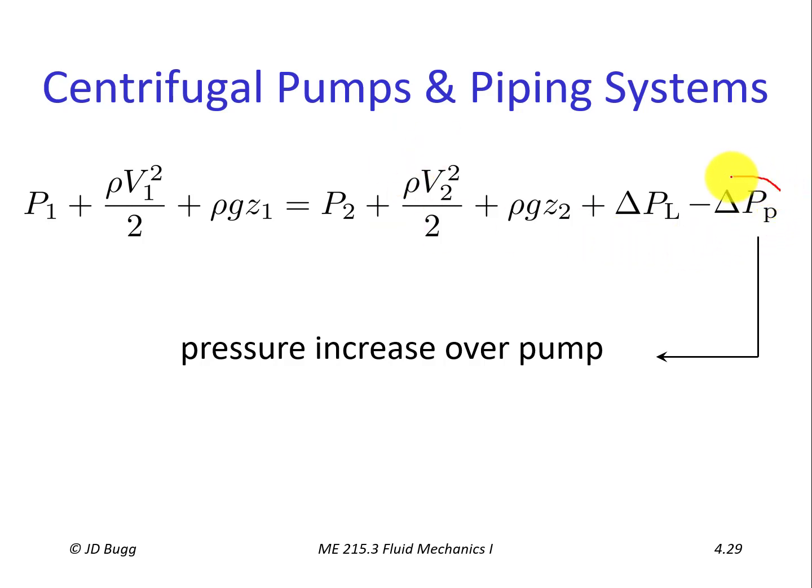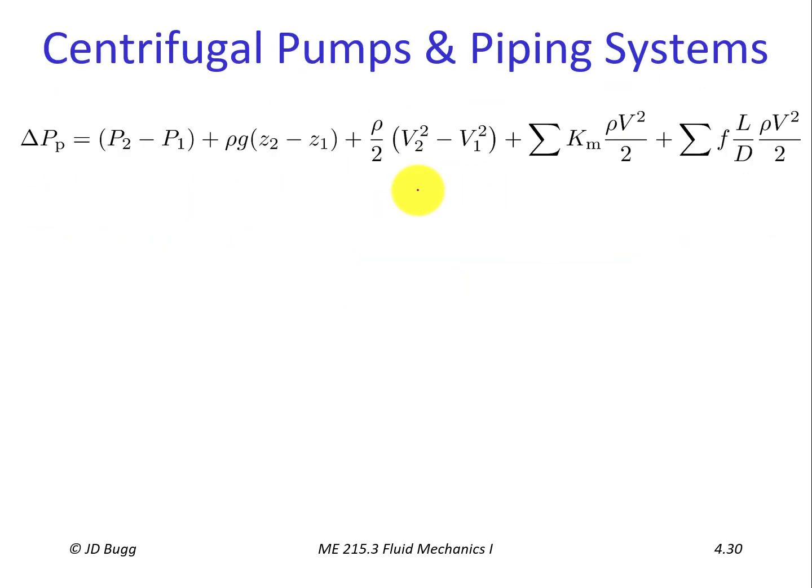What I'm going to do is take this delta P pump term and move it over to the left-hand side all by itself, and move all of these things over to the right-hand side. So when we do that, we get our delta P pump term all by itself on the left-hand side. Remember, that's the pressure increase across the pump, but because this is an energy conservation equation, you want to think of that as the energy input or the work input due to the pump.